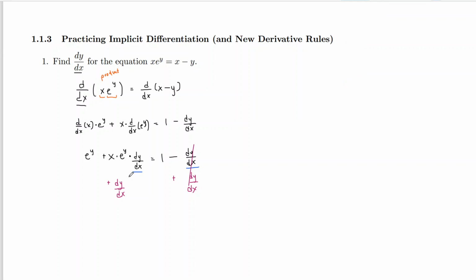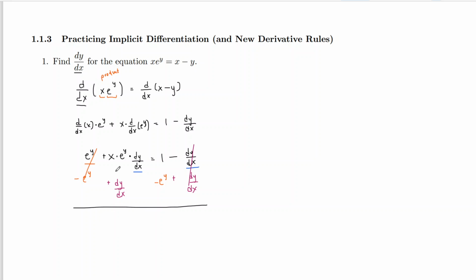Now, one thing is that when we solve for a variable, we want to get everything with it on one side, but everything that doesn't have it on the other side. So if I'm trying to get the dy over dx's to the left, this e to the y, which does not have a dy over dx in it, I need to get it to the other side. So I can subtract e to the y from each side as well. So that'll cancel.